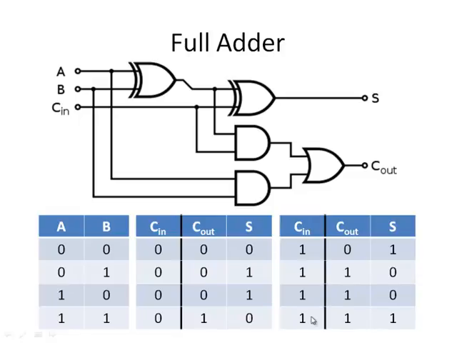1 plus 1 plus 1 results in a sum of 1 and a carry of 1, and now we can see here the result is actually the binary number 3. So we have 3 inputs. In this case, the 3 inputs are all 1, so it's 1 plus 1 plus 1, and the result is the binary number 3. And that's a full adder circuit.